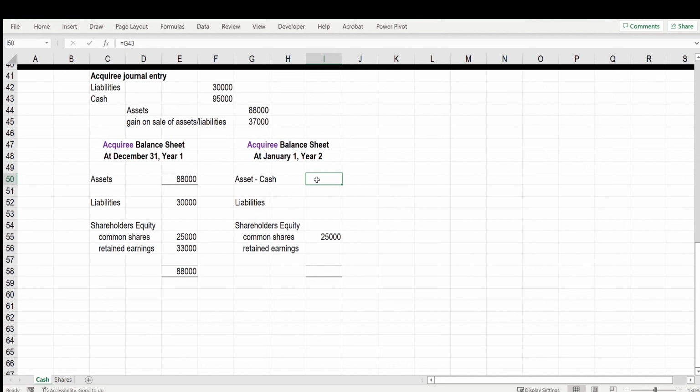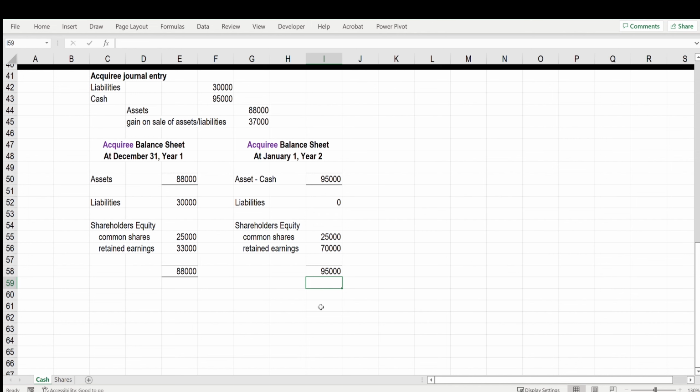Remember, the $88,000 of assets is now gone to Cake Company, but we did receive cash for that, so our cash is going to be $95,000. And so that is going to be our assets. Our liabilities are zero, essentially because Cake Company also purchased our liabilities. Our common shares are untouched because this was a cash acquisition, but our retained earnings are going to be different. We'll take the retained earnings of 33,000 that we had previously, plus the gain on the sale, which was 37,000, and hopefully that should balance out to what we have in cash, and it does.